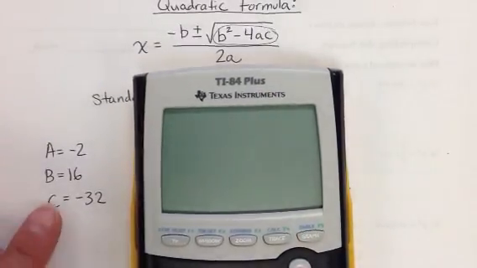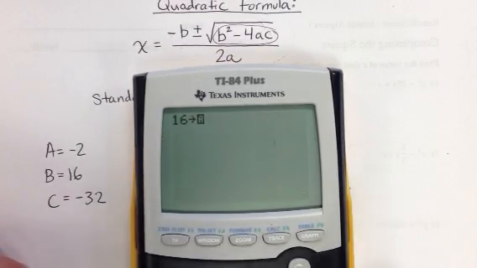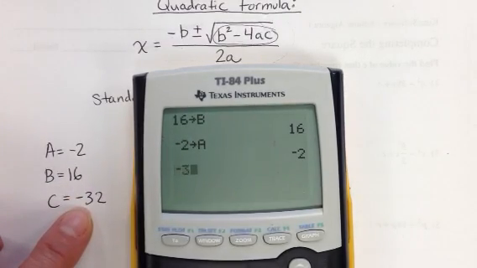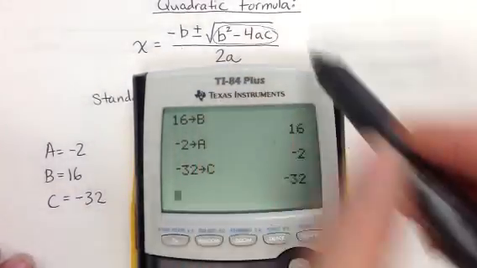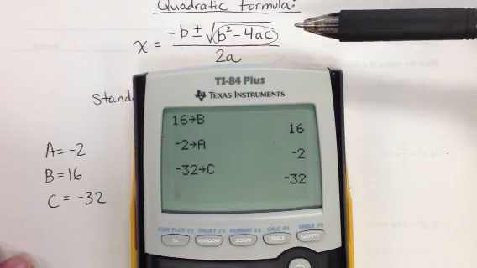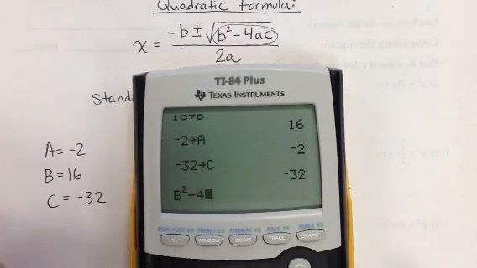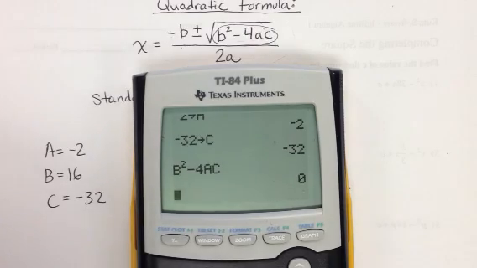Okay, so I usually do use my store key just to make sure I'm not messing this up. So I got B, let's do 16 store into B. I don't know why I started with B. -2 store into A. -32 store into C. Okay, so I'm going to use my store key, and then I'm just going to enter the discriminant, the stuff that's underneath the square root. Okay, so B squared minus 4AC. I don't have to worry about parentheses and all that other stuff. Okay, so I did get 0.